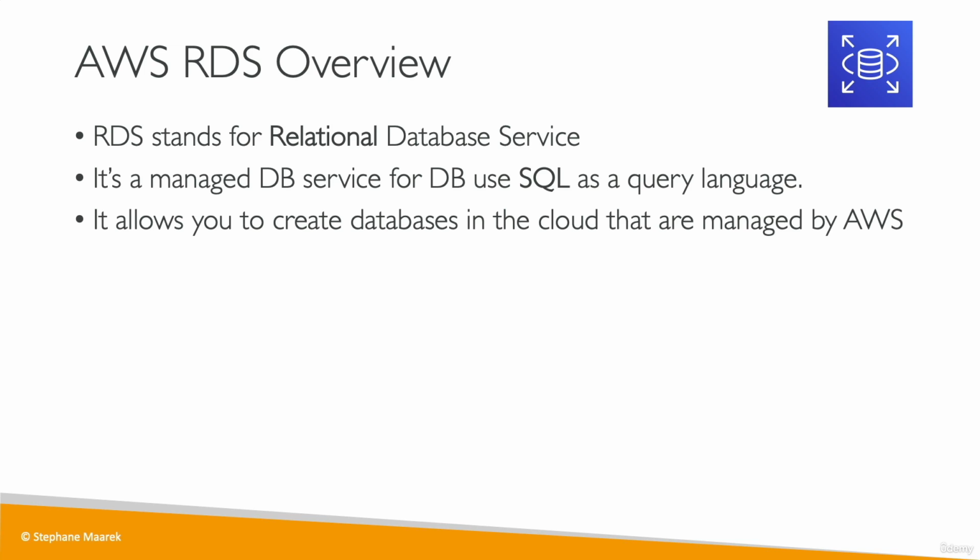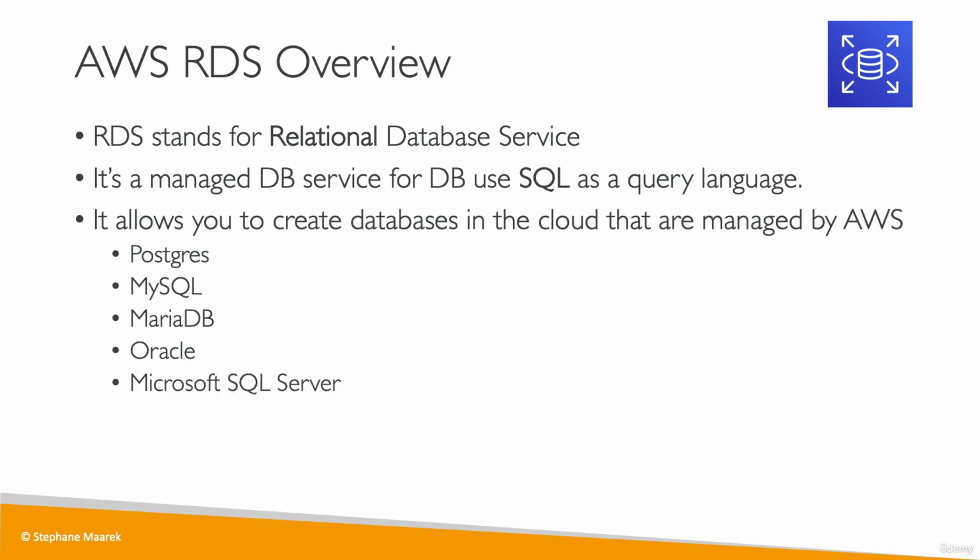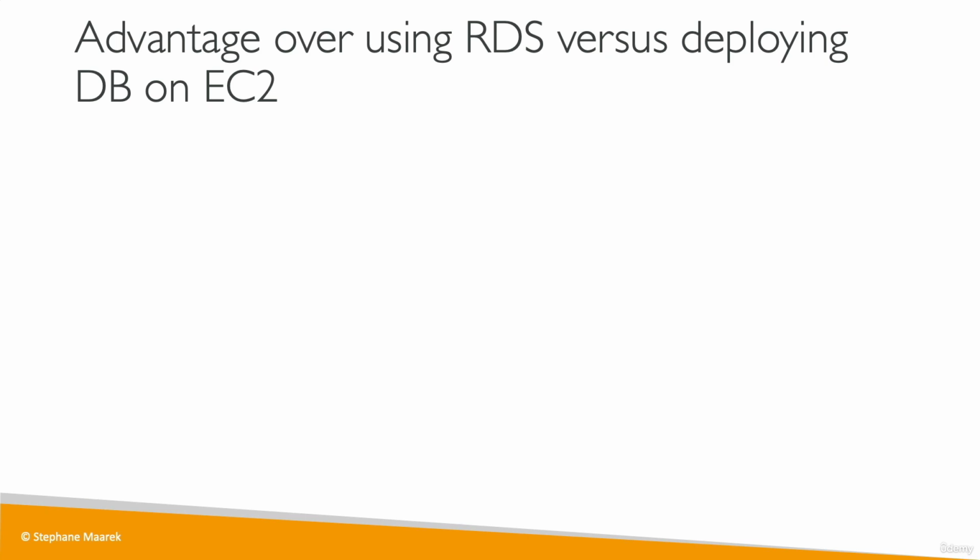These databases can be of different kinds. It could be a Postgres, MySQL, MariaDB, Oracle, Microsoft SQL Server, and finally, something called Aurora, which is a proprietary database from AWS, which we'll be seeing in this lecture as well. So why would we use RDS instead of deploying our own databases on EC2?